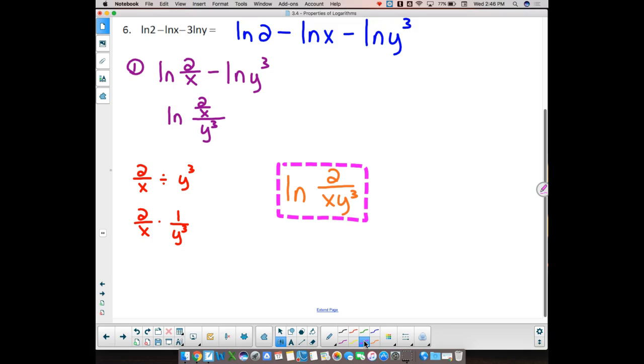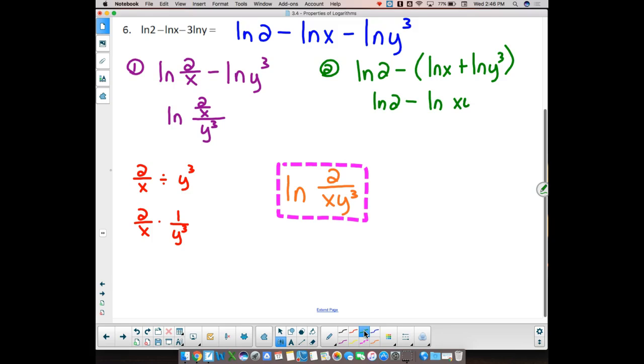Another way, you could say that this is the natural log of 2 minus the natural log of x plus the natural log of y cubed. By factoring out a negative 1 from the last 2, you've created an addition sign, right? Which then this would become the natural log of 2 minus the natural log of xy cubed, which then goes to that one.